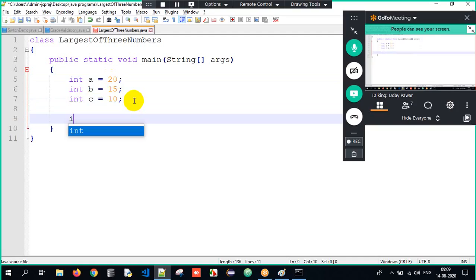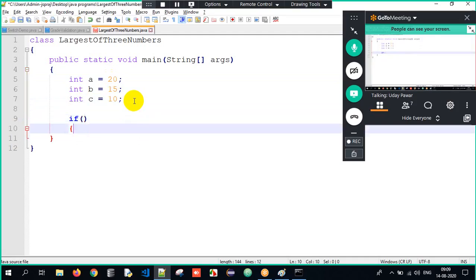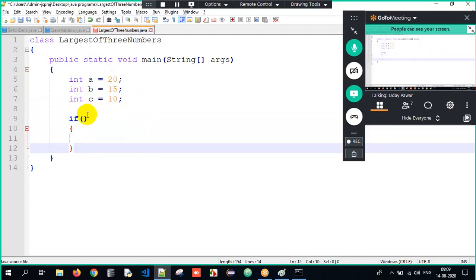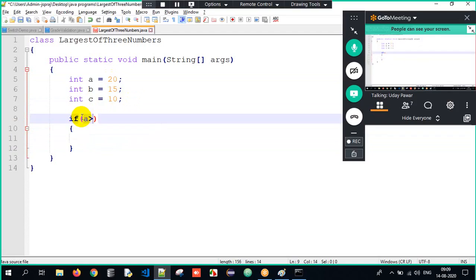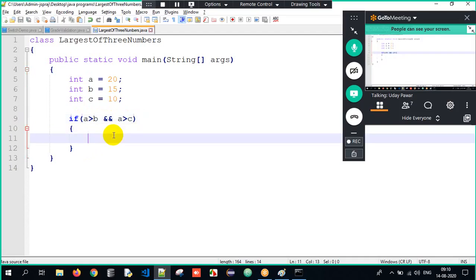So when will I tell A is largest? A should be greater than B, and A should be greater than C. So when A is greater than B and A is greater than C, it means A is largest. But how do we represent AND in Java here? We make use of double ampersand. This is called AND here.